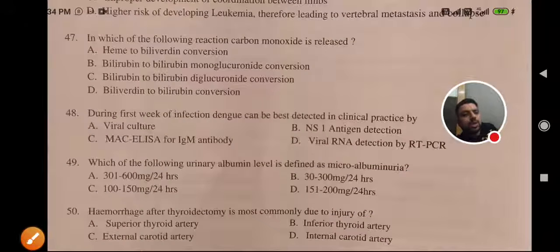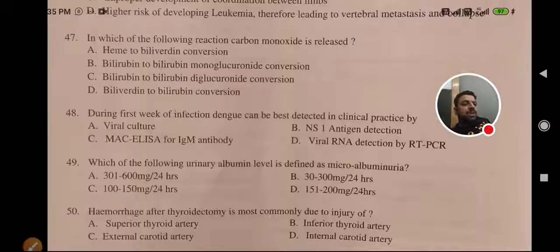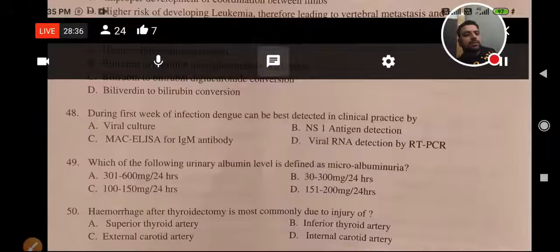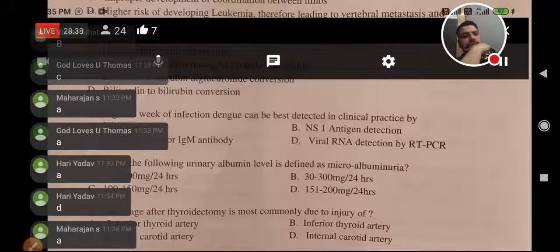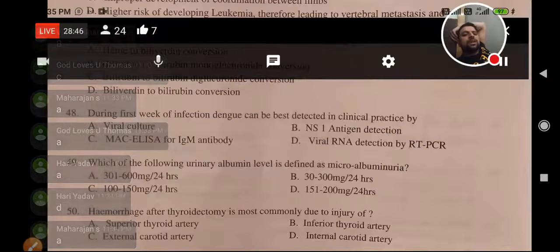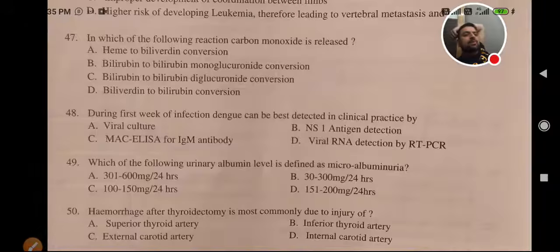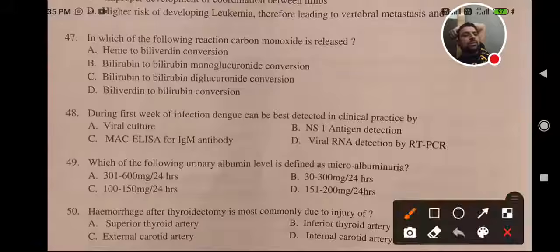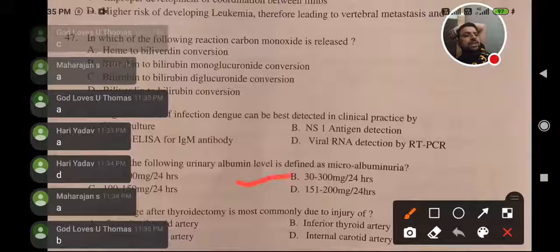During the first week of infection, dengue can be best detected in clinical practice by NS1 antigen. Microalbuminuria, all options in front of you. Which option is best for microalbuminuria? When we say microalbuminuria, that is 30 to 300 milligram of protein per 24 hours.